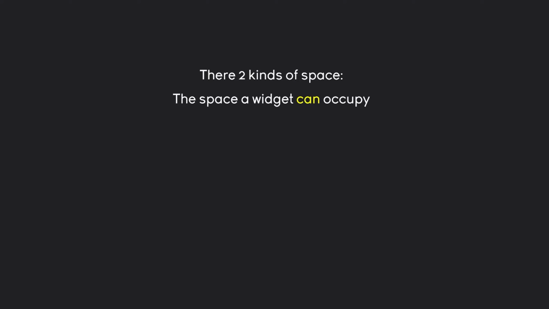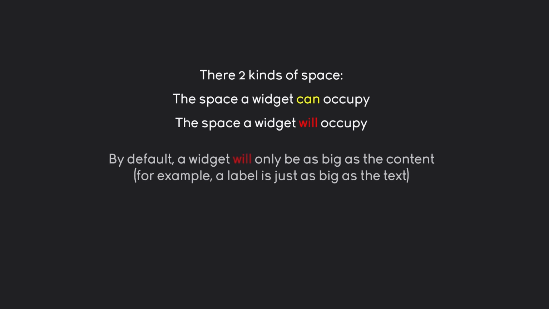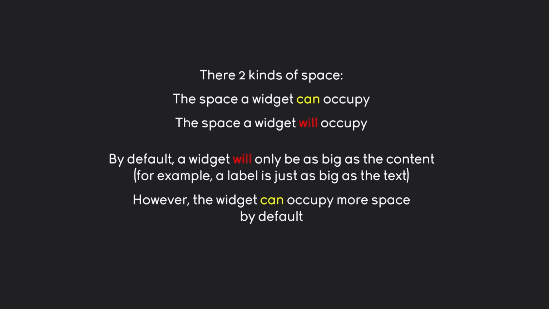The most important thing you have to understand in tkinter about layouts is that there are two kinds of space. The space a widget can occupy and the space a widget will occupy. By default, a widget will only be as big as the content it needs to cover. For example, if we have a label, the label widget is only as big as the text it needs to display. But that being said, even by default, the widget can occupy much more space than that.